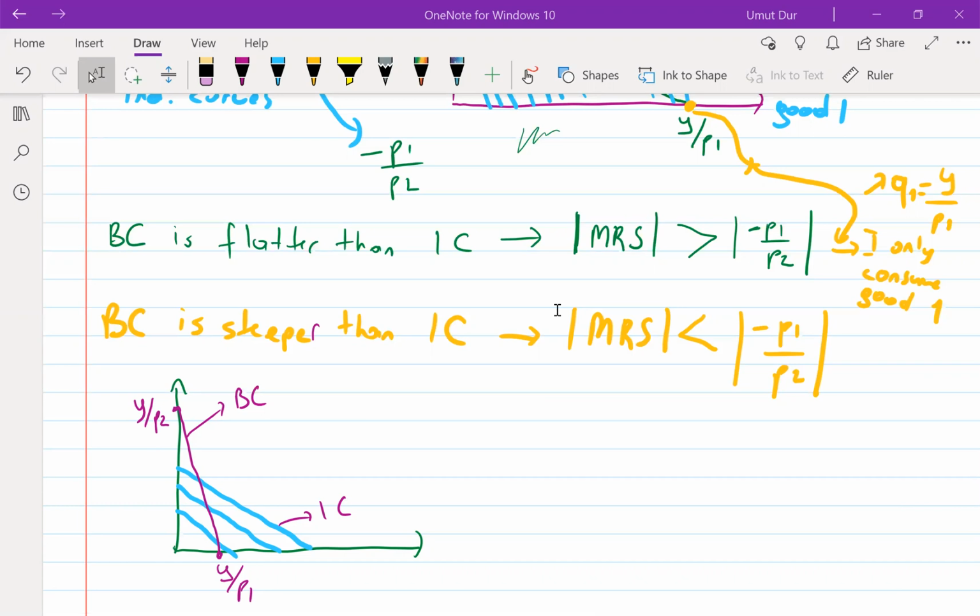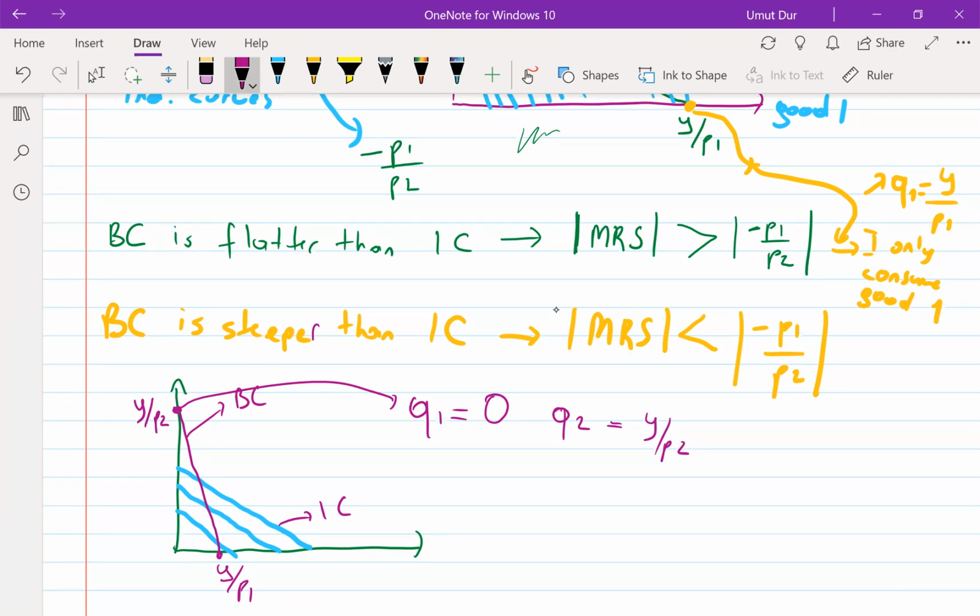Exactly. Okay, so that's our optimum point. At this point, my consumption for Q1 is 0. My consumption for Q2 is Y over P2.